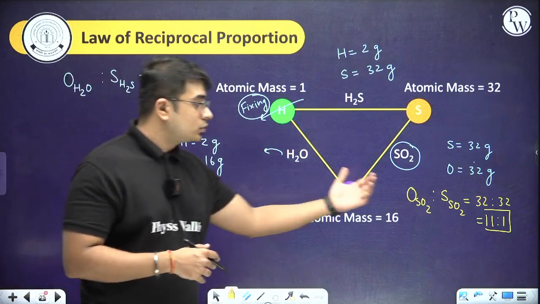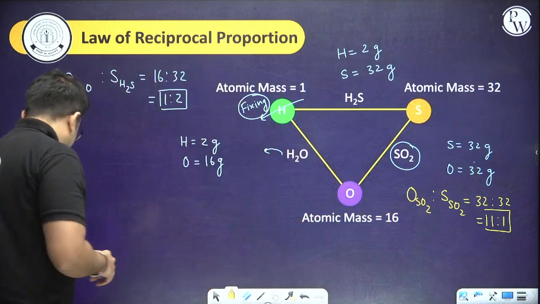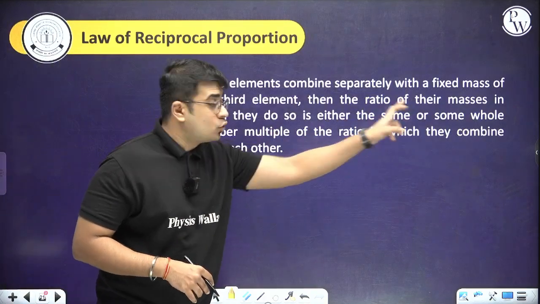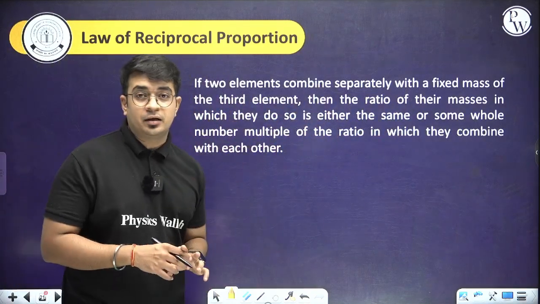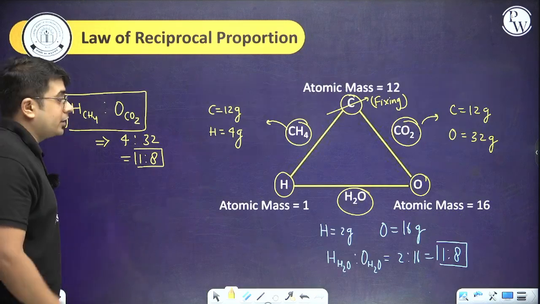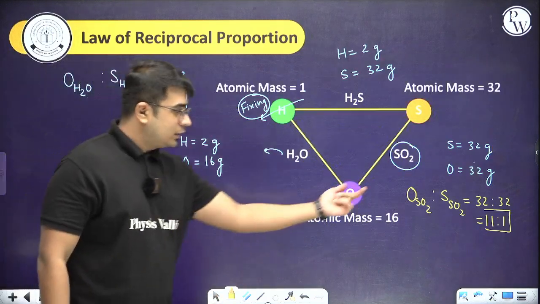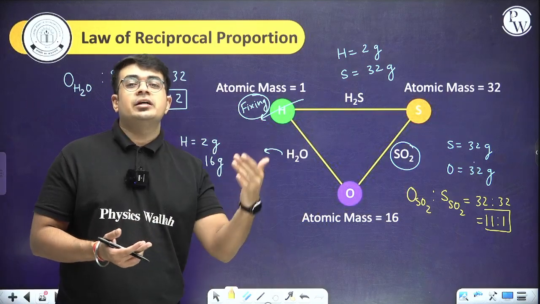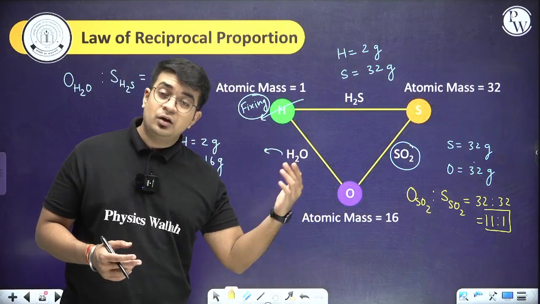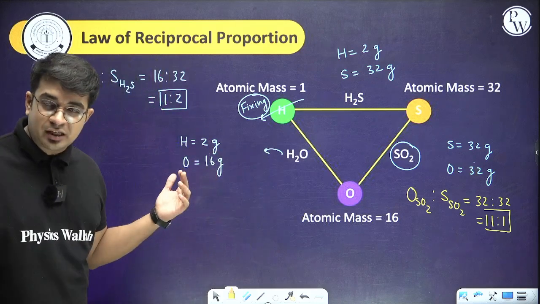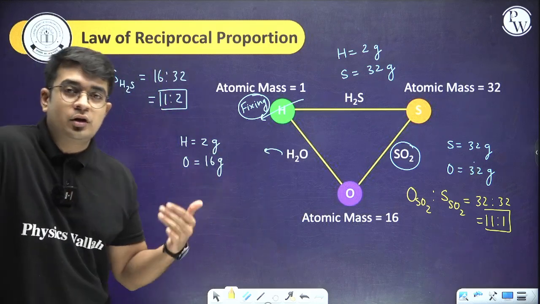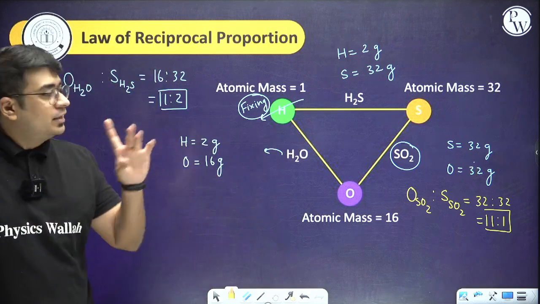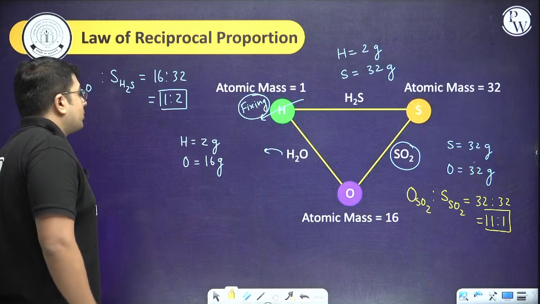If you are talking about them, they are either same. So just look at the statement. They are either same or some whole number multiple. This is a whole number multiple ratio. So just try to divide this part with this part. You will get the same answer, which is 1 is to 2, which is again a simple whole number ratio. So either they are going to be same or they are again some whole number multiple of the same ratio. I hope this entire part is clear. This is your law of reciprocal proportion.